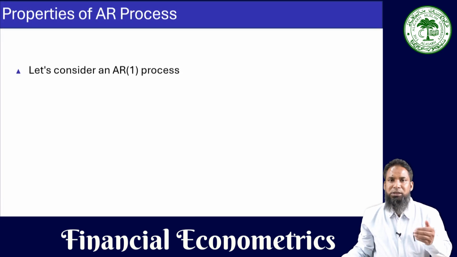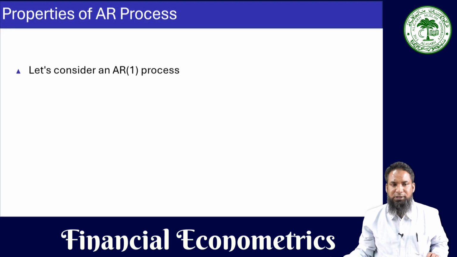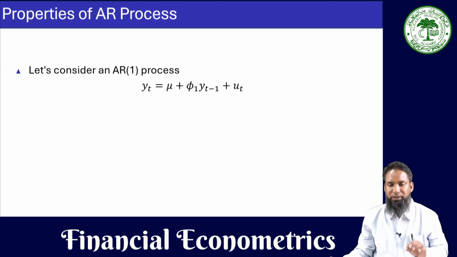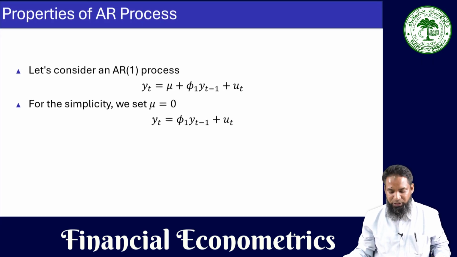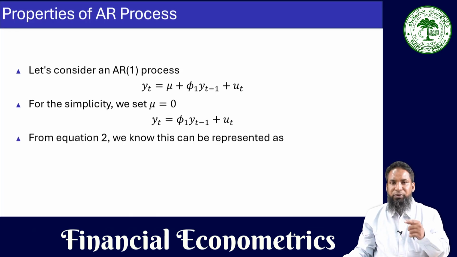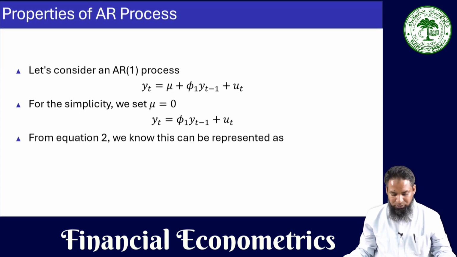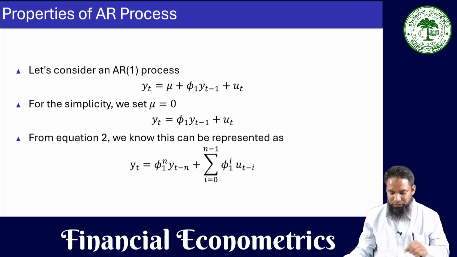So let us discuss certain properties of the autoregressive process. To discuss that, let's start with a simple autoregressive process of order 1. So we can write this. And for simplicity, again, we are assuming the value of mu is 0 here, so that this equation turns out to be yt is equal to phi 1 yt minus 1 plus ut. From equation 2, which we have already discussed here, this particular equation could be represented in this particular form.